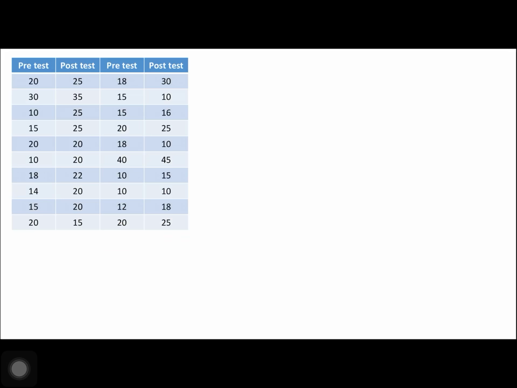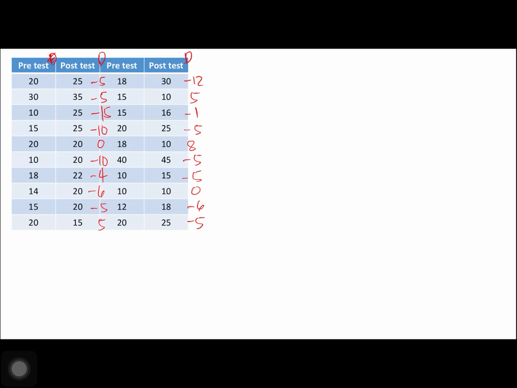So, for our computation, let us compute the difference. We have here negative 5, negative 5, negative 15, negative 10, 0, negative 10. We have here negative 4, negative 6, negative 5, 5. We have here negative 12, 5, negative 1, negative 5, 8, negative 5, negative 5, 0, negative 6, negative 5.